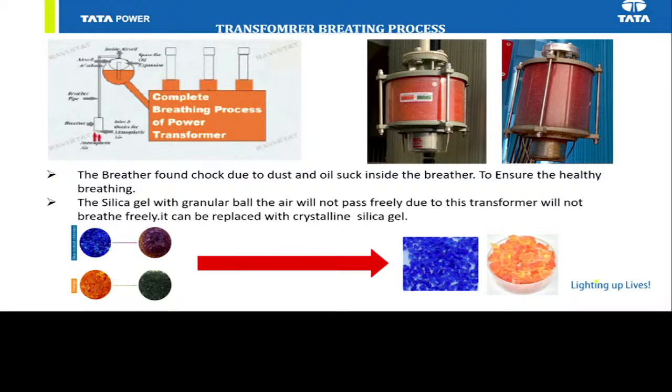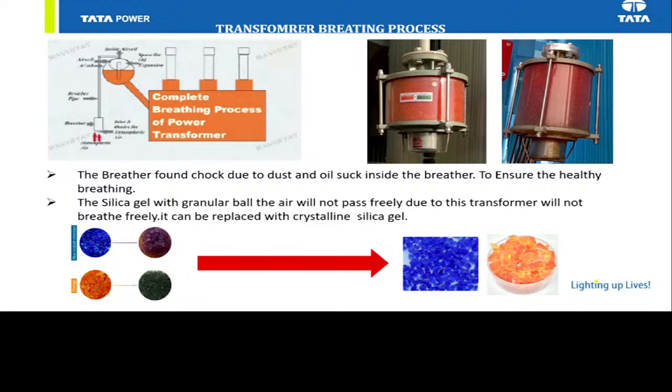So that's how we came to the conclusion of why the Buchholz had operated: there was a vacuum inside the main tank, which led to the Buchholz operation. So what we did further was replace the granular type silica gel with the crystal type silica gel.